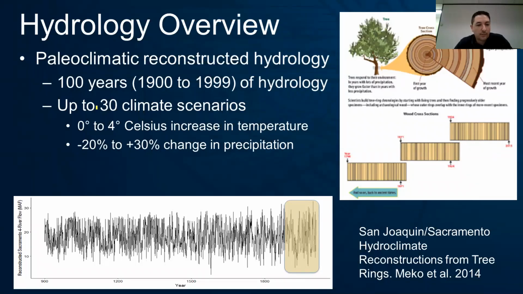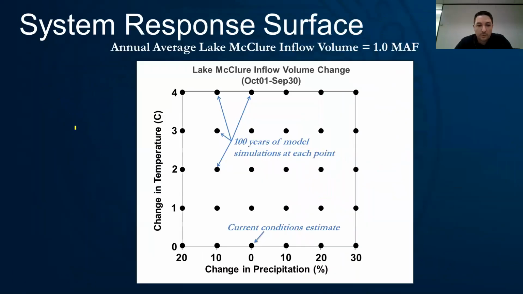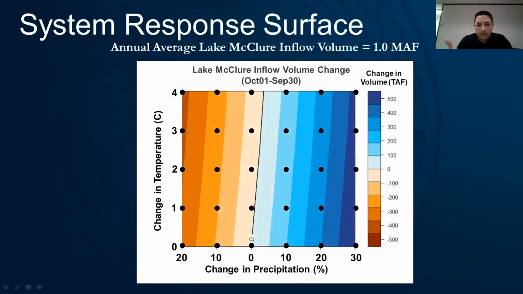So in our study, we're looking at 30 climate scenarios. We're looking at increases of temperature from 0 to 4 degrees Celsius and changes in mean annual precipitation from negative 20% to plus 30%. So basically what that looks like is here on this spectrum of change in temperature and change of precipitation. Each of these dots is a set of model runs, 100 years worth of continuous model data through all of our models. And then we can generate what we call a system response curve, where we can see how the system responds to all these different future climate changes.